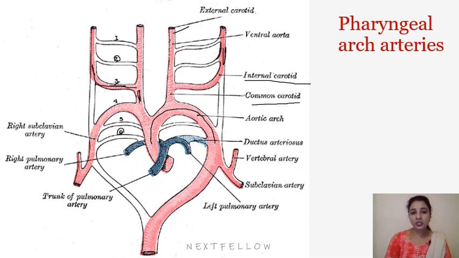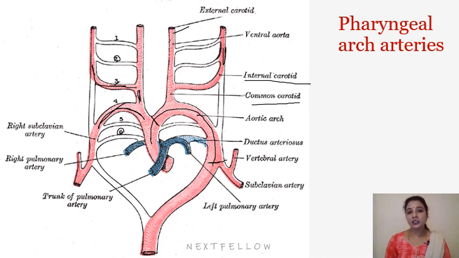So this is the aortic arch, from here to here, that is from the aortic sac till the opening of the subclavian artery. On the left side it is derived from the left fourth aortic arch artery, whereas on the right side it forms the right subclavian artery.